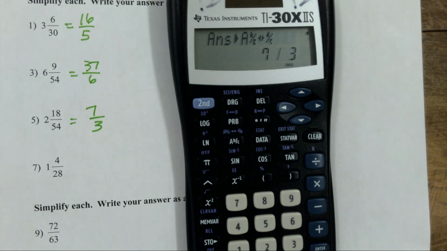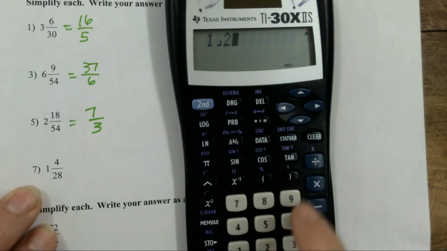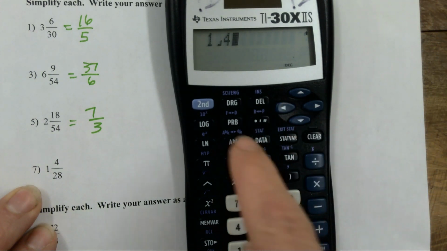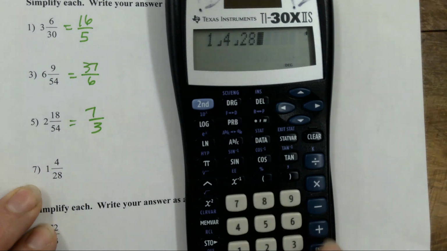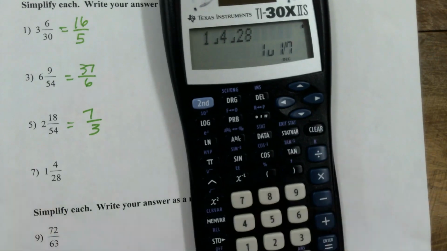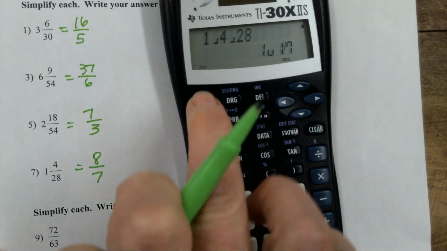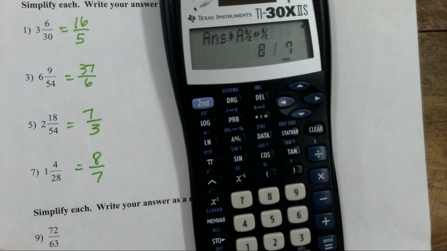Okay, one last one. This is the last one on this type. So 1 fraction 4, oops, that's not 4. 4 fraction 28 equals, what did people get for an answer? Yeah. 8/7, great. So your goal is 8/7, and I have to do second fraction, enter 8/7. All right. So that's if I'm given mixed and I want to change it to improper.